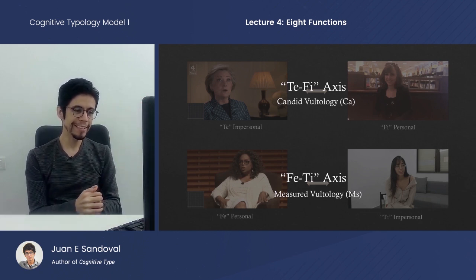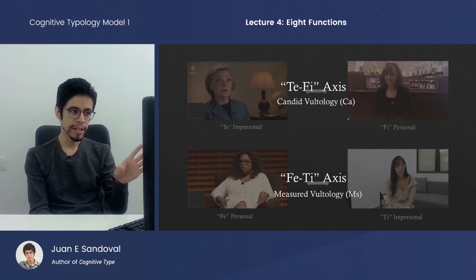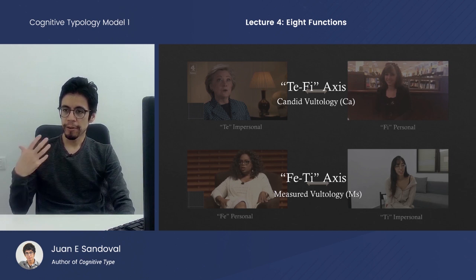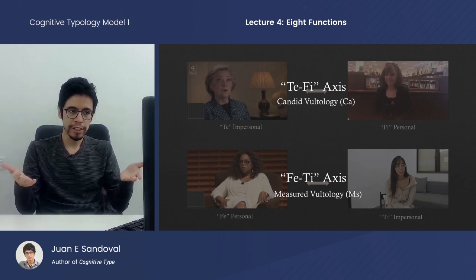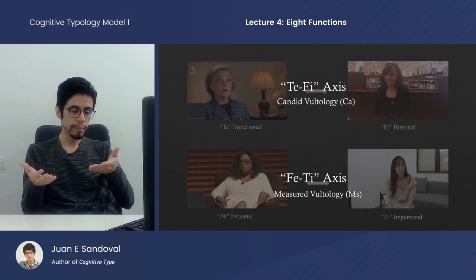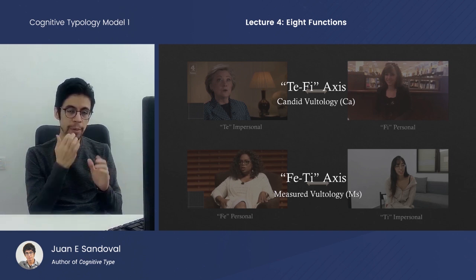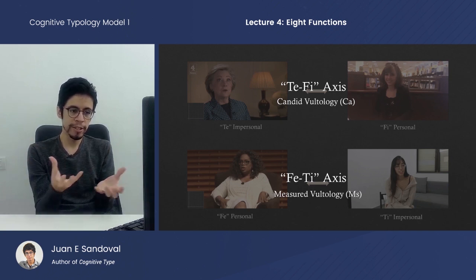And the reason it's called Candid is because TE, when it comes out in a very dictating way, in a matter-of-fact way, is very candid in how it comes out. But it's also candid when it comes out in FI in these radiative expressions. In both cases, there's a very frank and direct expression of the self, either bluntly with TE or radiatively with FI.